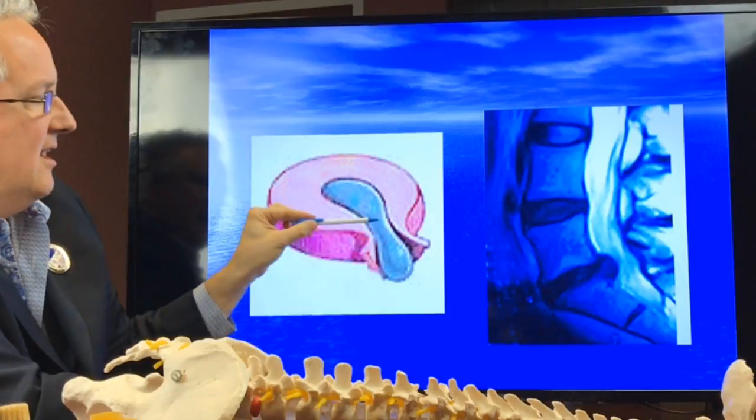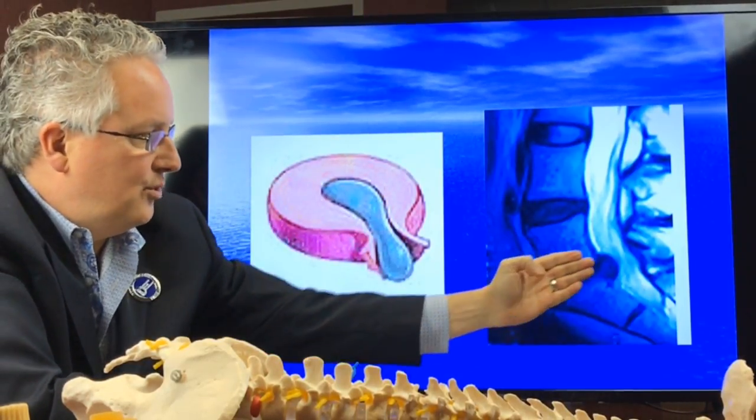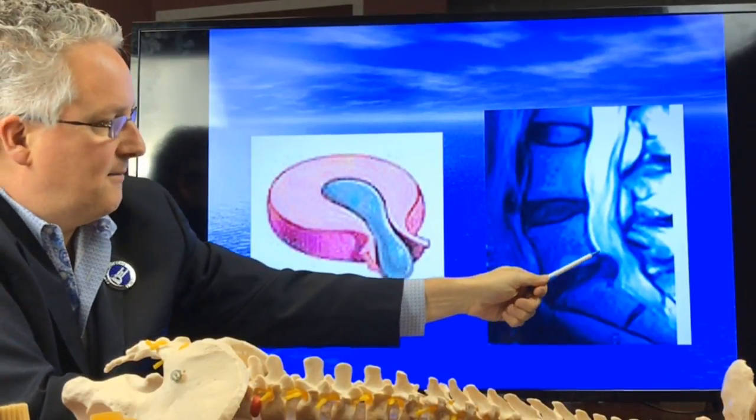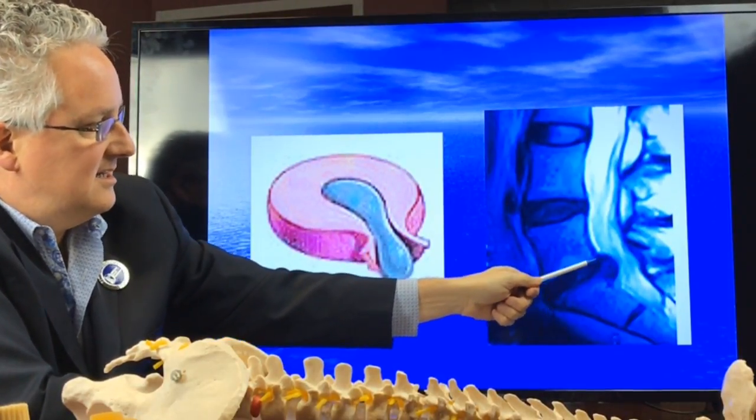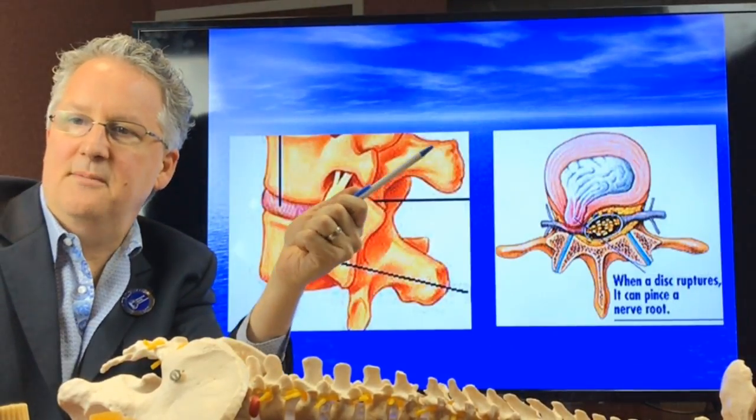This is an MRI of the herniated disc. So this portion of the disc is now pushing into the spinal canal. Looks like this. That's the herniated disc on an MRI. It's important to know you can see them.